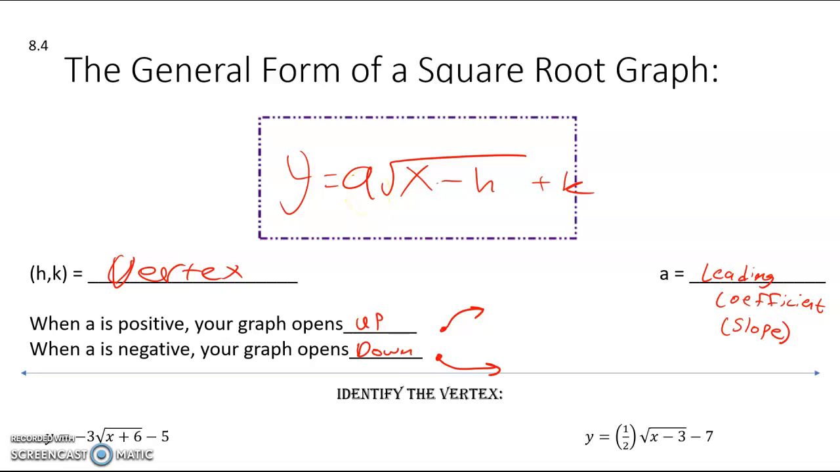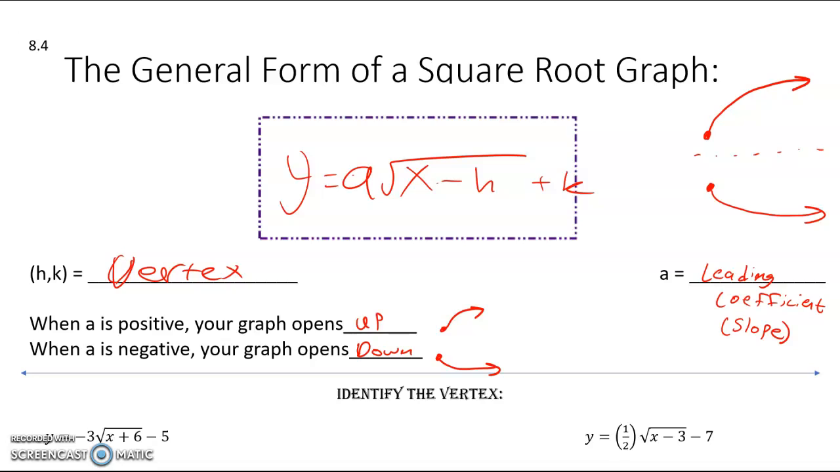Now, opening up and down is kind of different for a square root function. Again, a square root graph, if it opens up, just like what we saw before, it's going to look something like this. If it opens down, it's basically a mirror image. So pretend like this is looking in the mirror. It shapes down just like that. It's basically looking in the mirror, through the x-axis. I kind of wrote that down here.